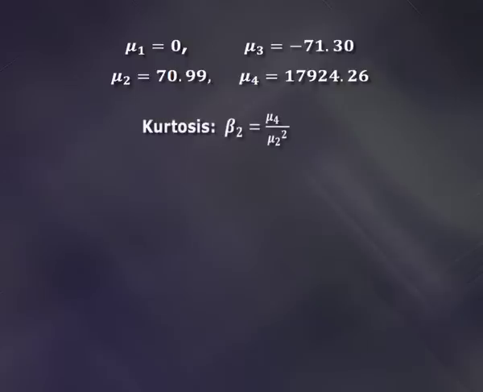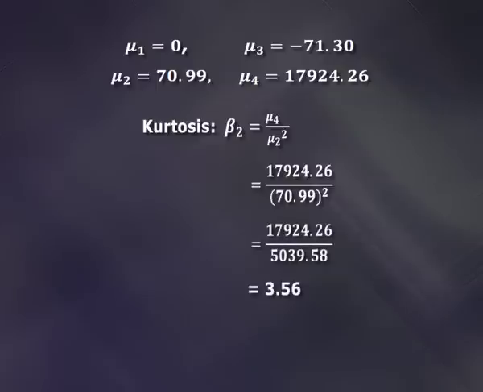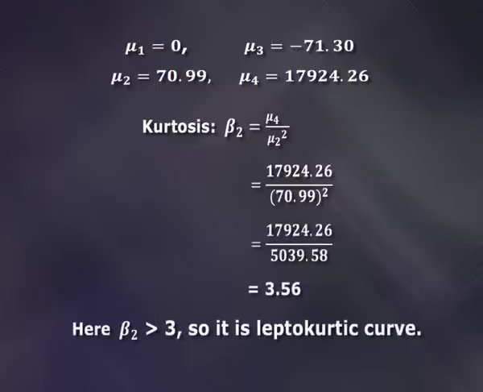We shall now find out kurtosis. Kurtosis beta 2 is equal to mu 4 upon mu 2 square, and that is equal to 17924.26 divided by 70.99 square. This is equal to 3.56. So here beta 2 is greater than 3, so it is a leptokurtic curve.